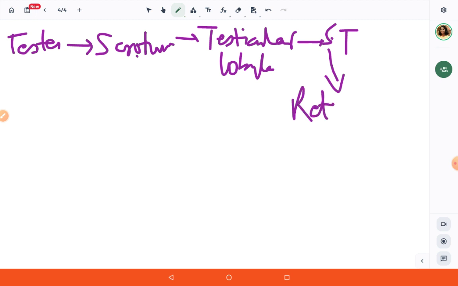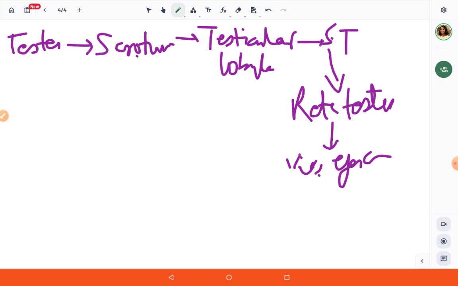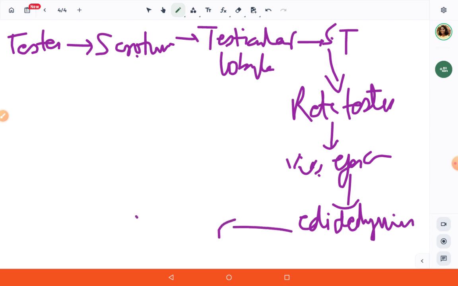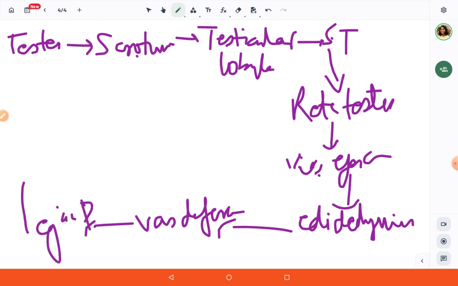From there, it will move to rete testis. From the rete testis, it will open into vas efferens. Vas efferens will send that to the epididymis, and that epididymis will open into the vas deferens, and that will open into the ejaculatory duct, and that will open into the urogenital duct, and through the penis it will go for copulation. This is what happens, okay?